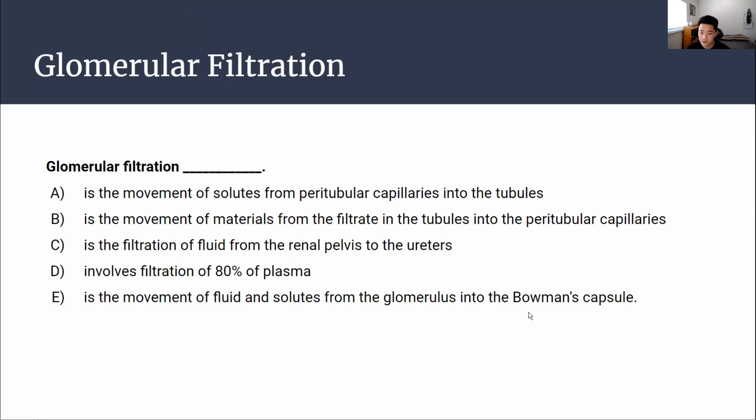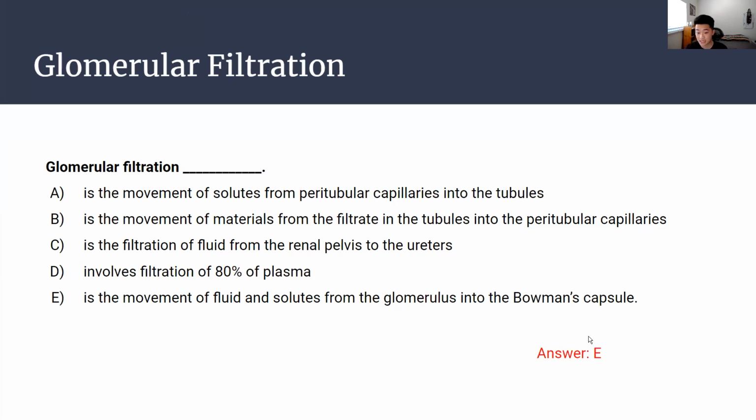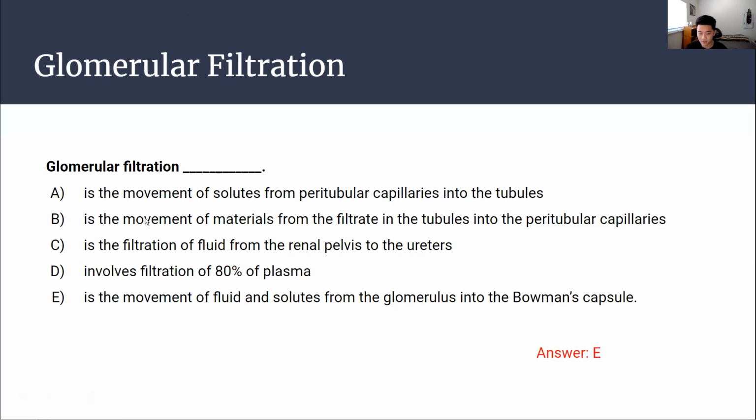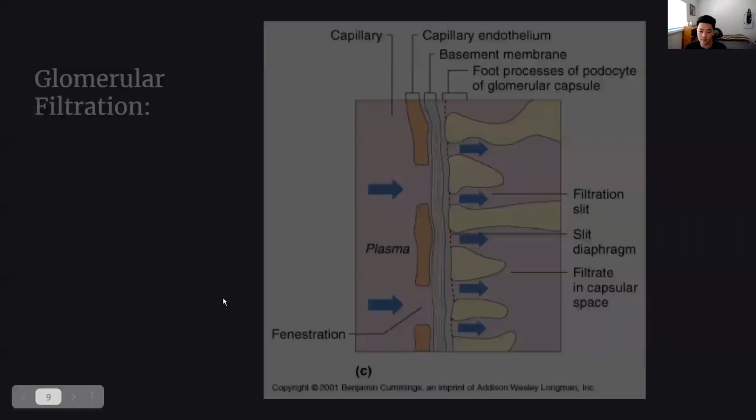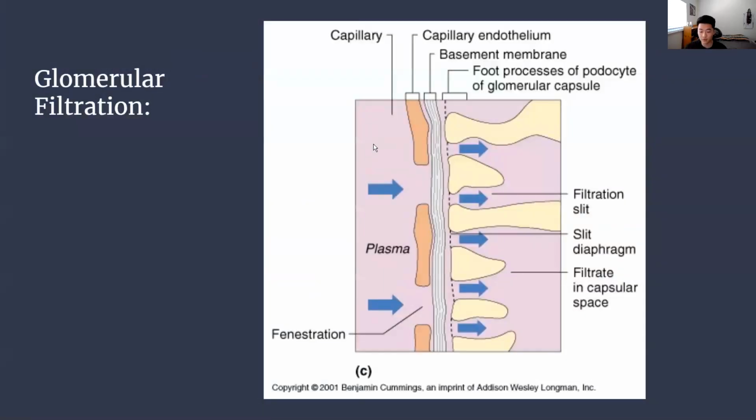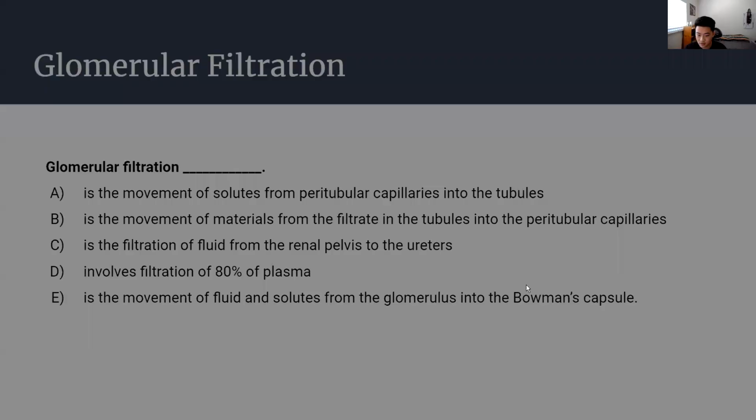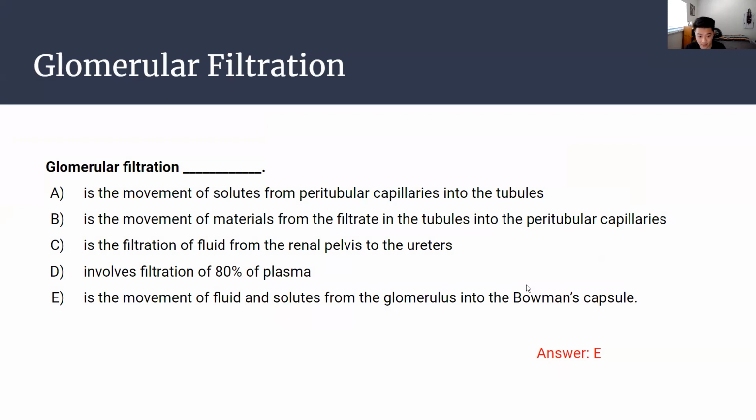Okay, so the correct answer is E. Remember how I emphasized this point many times? Glomerular filtration is the movement of fluid and solutes from the glomerulus into the Bowman's capsule. They move from the capillary side into the capsule. That's called glomerular filtration. So the correct answer is E.